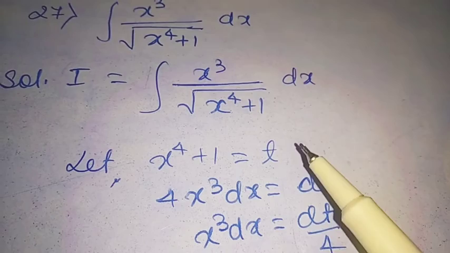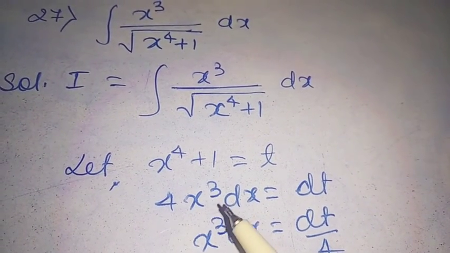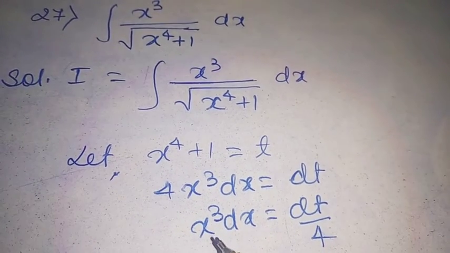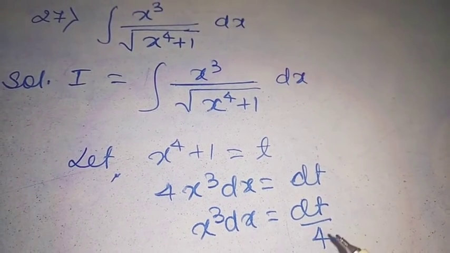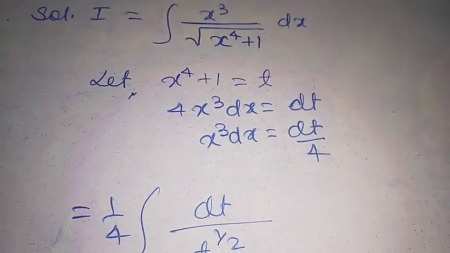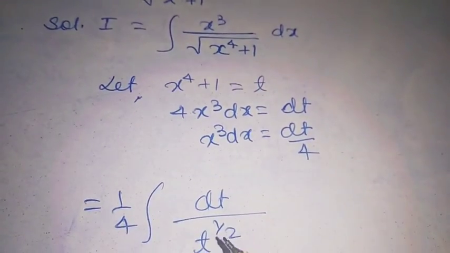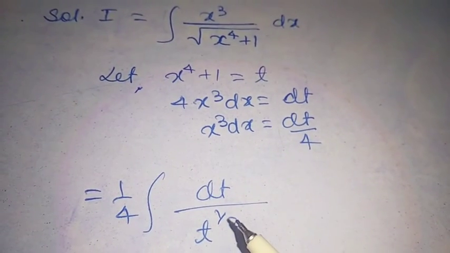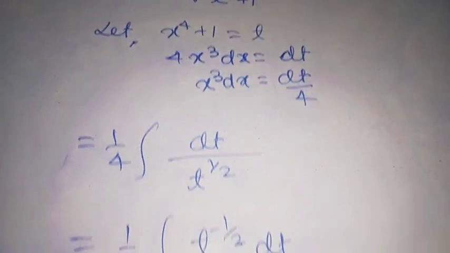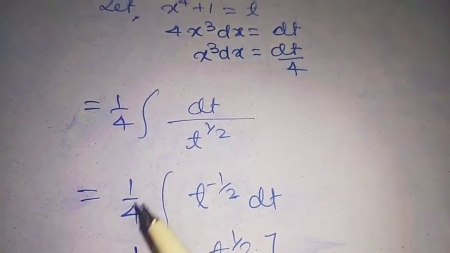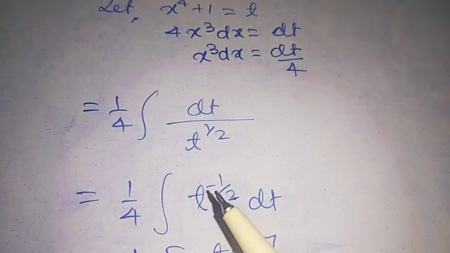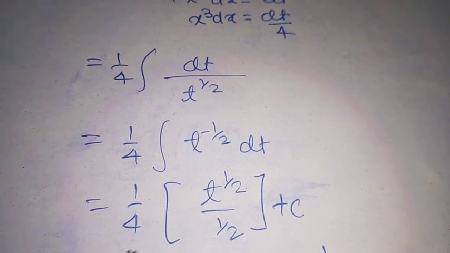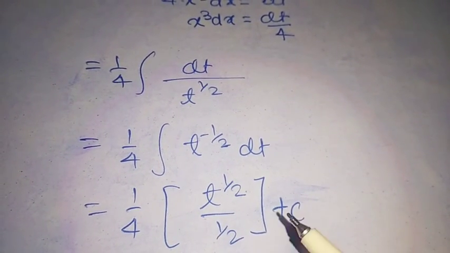When we differentiate both the sides, it will be 4x cube into dx is equal to dt. So it can be written as x cube into dx is equal to dt upon 4. So now you can see we have written this in terms of t. So it is 1 upon 4 into integration of dt upon t to the power half. So we can write it as 1 upon 4 into integration of t to the power minus half into dt. So when we integrate this, it will be 1 upon 4 into t to the power half upon half plus c.